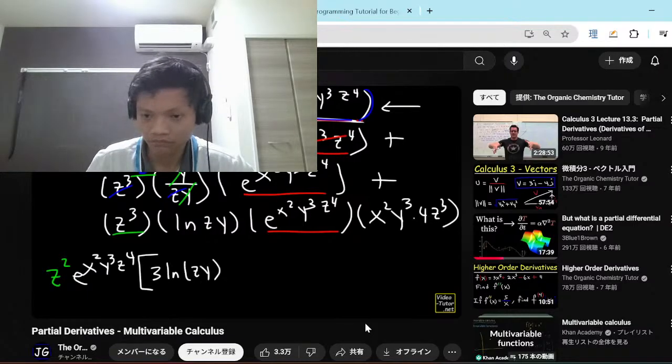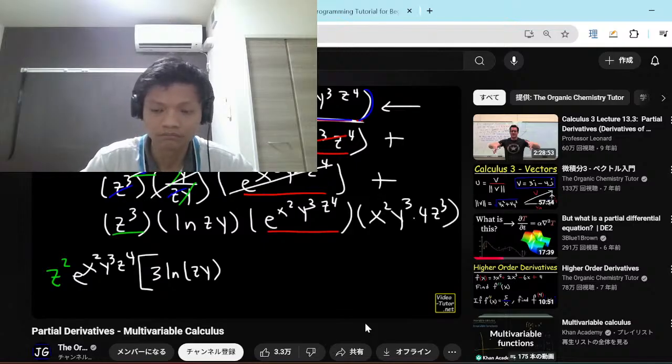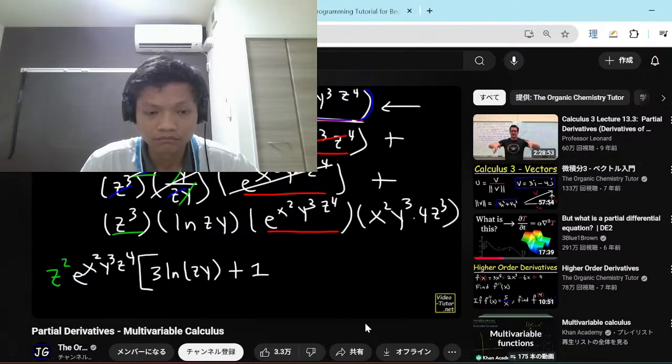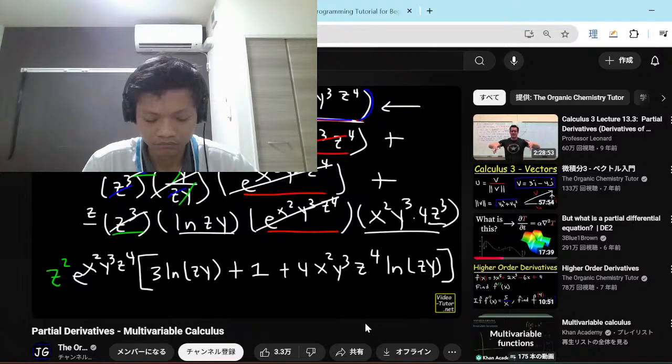In the second term, all of that is gone, and we took out all the z squared. So there's nothing left in the second term, so we just put a 1. For the last term, we took out z squared, so we're left with z, and we have ln zy and everything here. So it's going to be 4 x squared y cubed, and then z to the third times z. That's going to be z to the fourth, and then ln zy. So we can write the final answer like that if we want to.